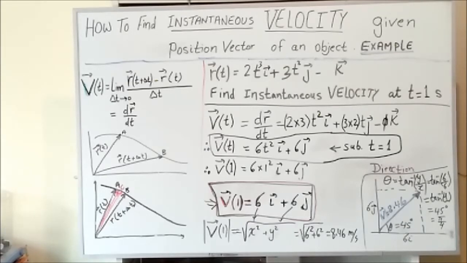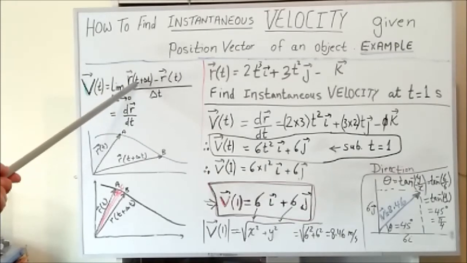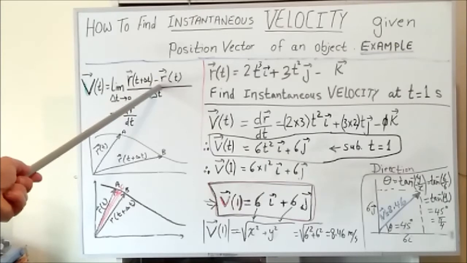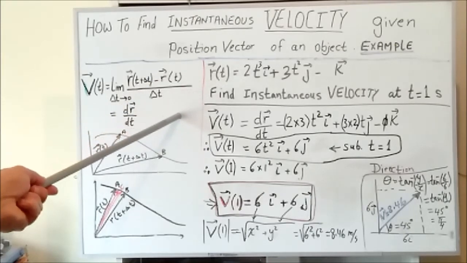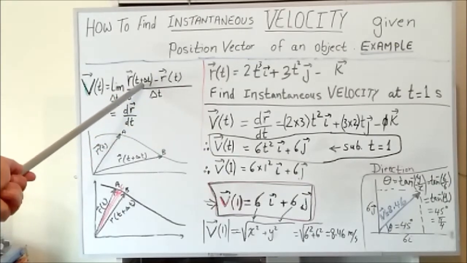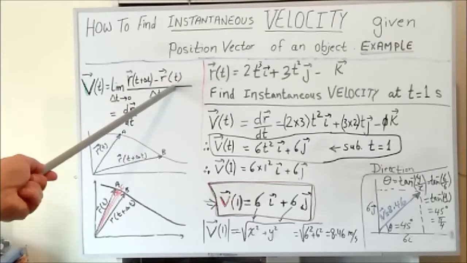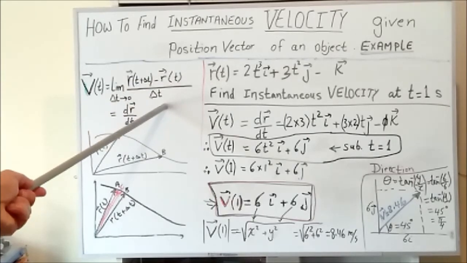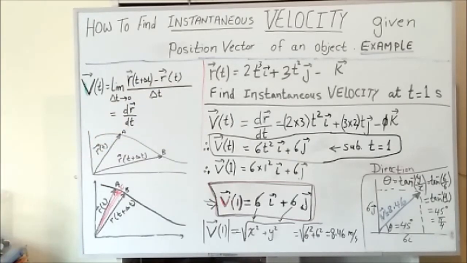If we look at the formula that we have used to find the average velocity, it was like this. V average equals R(t plus delta t) minus R(t), divided by delta t. It's the final position vector minus the initial position vector over the change in time.